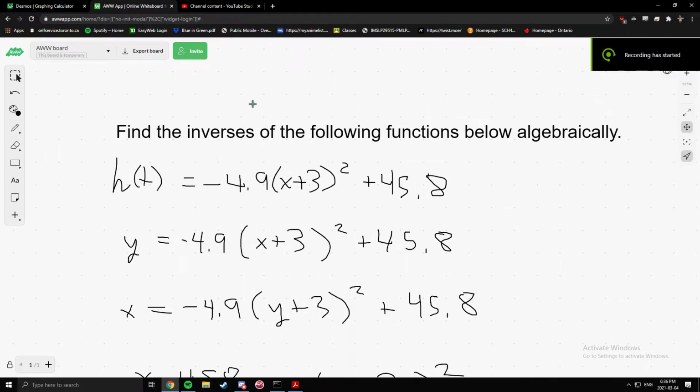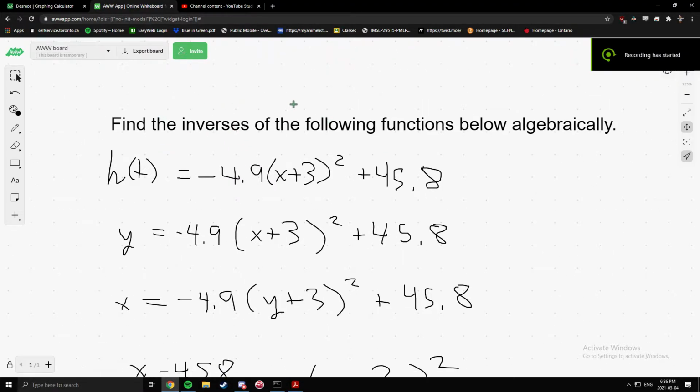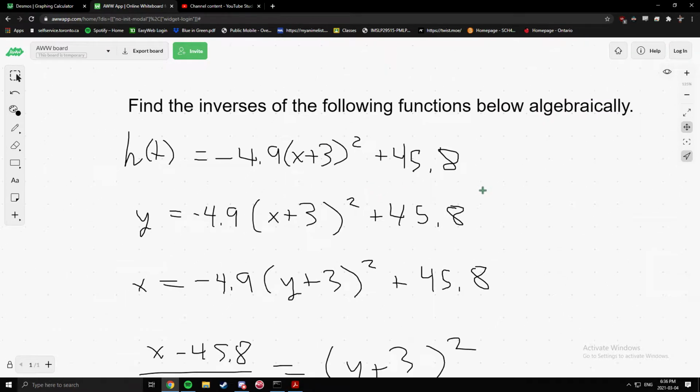So our question for today is: find the inverse of the following function algebraically. The function h of t is equal to negative 4.9 times (x plus 3) squared plus 45.8. So what is the inverse function and how do we find it?